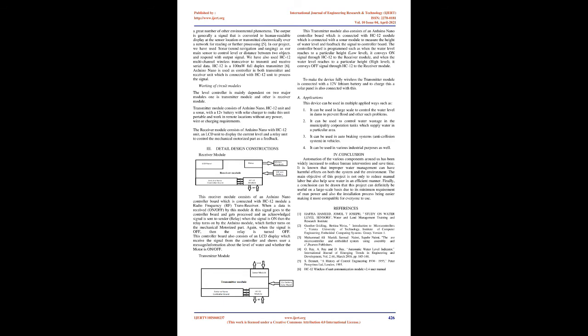This controller board also consists of an LCD display which receives the signal from the controller and shows the user a message or information about the level of water and whether the motor is on or off. Transmitter module. This transmitter module also consists of an Arduino Nano controller board which is connected with the HC12 module, which is connected with a SONAR module to measure the height of the water level and feed back the signal to the controller board. The controller board is programmed such that when the water level reaches a particular height, low level, it conveys an on signal through HC12 to the receiver module, and when the water level reaches a particular height, high level, it conveys an off signal through HC12 to the receiver module.